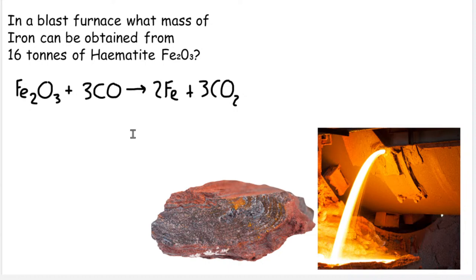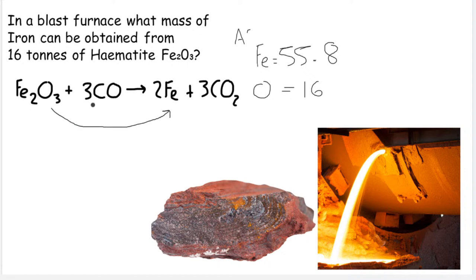Now, I'm just going to give you iron and oxygen for this. Okay, as it's A-level, the accuracy is a little bit different. So, what we're looking at here is the AR of iron is 55.8. The AR of oxygen is 16. So what you've got to do here is look at the ratio numbers. It's saying you've got 16 tons of iron oxide. How much iron can you make? We've got a ratio of 1 to 2.